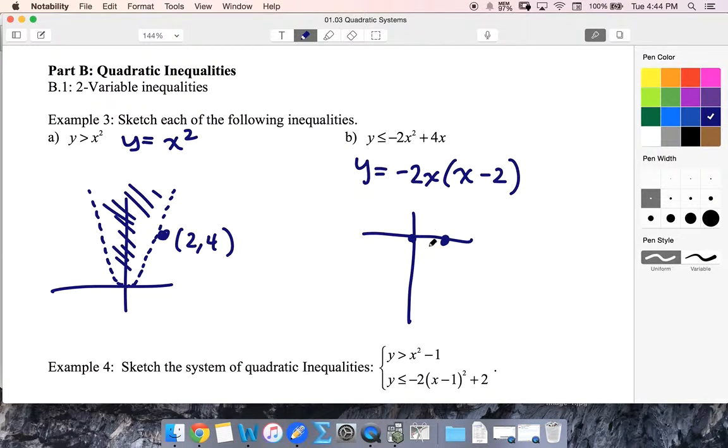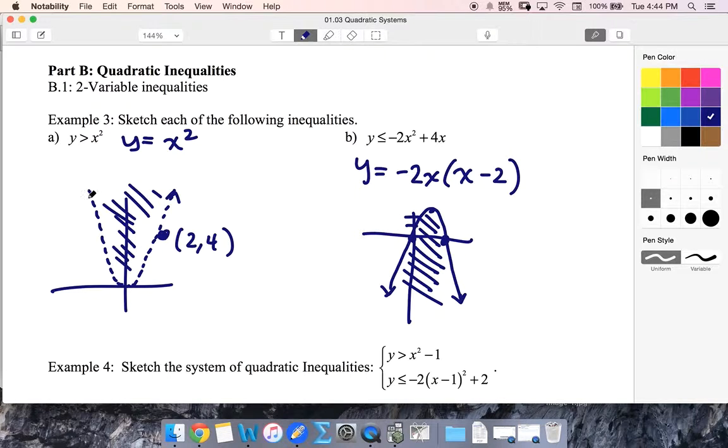Let's think about the vertex right in the middle at 1. So if I plug in 1, negative 2 times negative 1 is positive 2. So I'm up here. And then this one can be a solid line because I'm less than or equal to, and I'm going to shade everything underneath. I should have arrows for completeness. I'm just going to keep going.